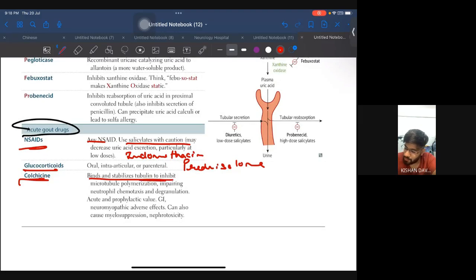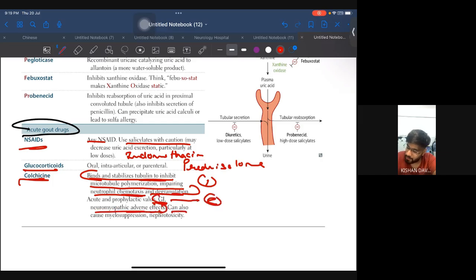Colchicine binds and stabilizes tubulin to inhibit microtubule polymerization, impairing neutrophil chemotaxis and degranulation. Very important, first point. GI and neuromyopathic adverse effects, second point. It can also cause myelosuppression and nephrotoxicity, third point. So this is very important.